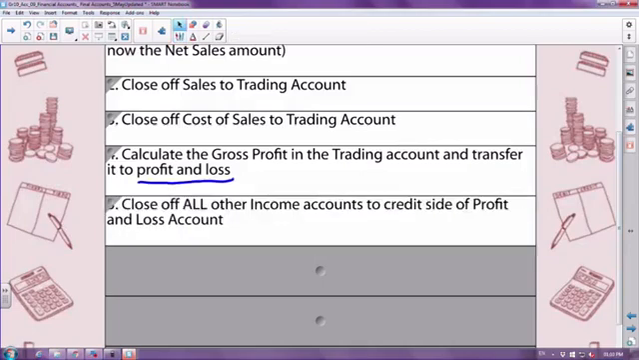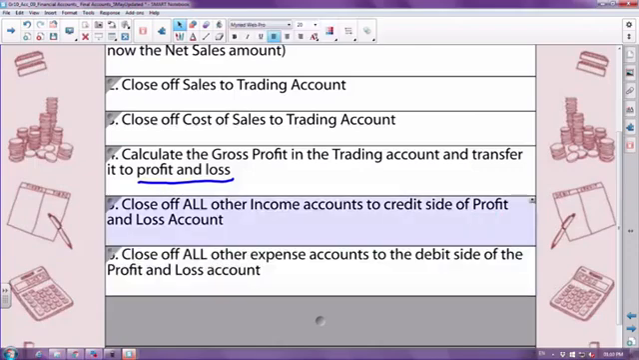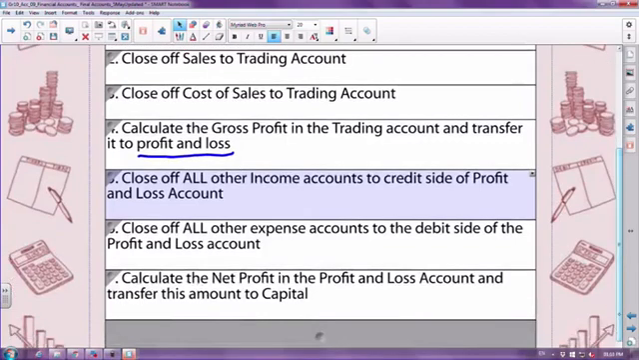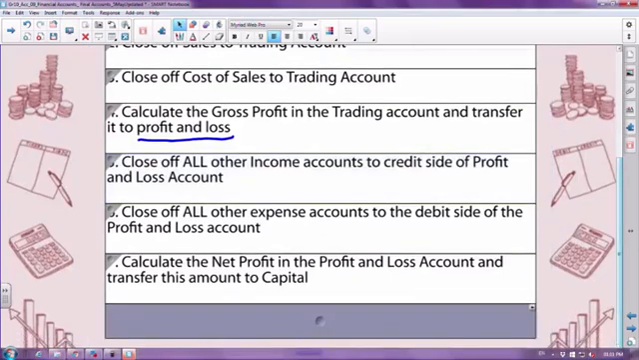Step number 5, close all income on the credit side to profit and loss. So therefore all your income will now be on the credit side of your profit and loss. The next one, you will have to close off all your expense accounts to the debit side of the profit and loss, and then you'll go and calculate the net profit for the year. And this net profit for the year will then be taken to capital, and your very, very, very last one, your drawings needs to now be taken to your capital account.